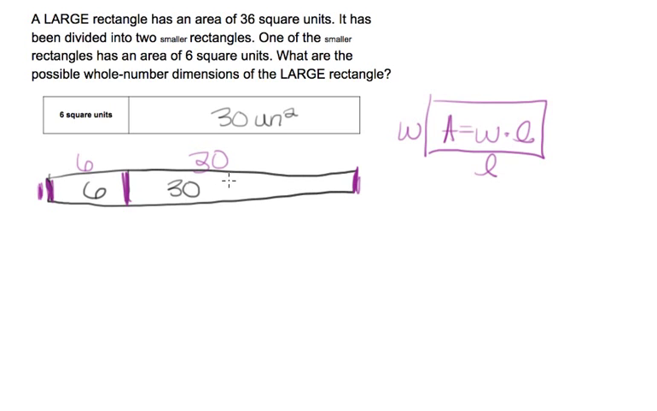So what are the dimensions of this large rectangle then? I have 1 times 6 plus 30, which is equal to 1 times 36. So that's one possible set of dimensions for this rectangle here. There are other possibilities. Let's think about it.